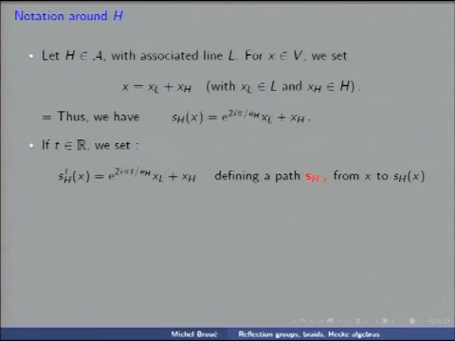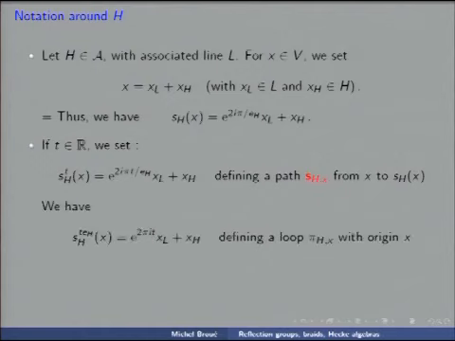So it acts by e to the 2 pi i t over e_H, for any real number t, or a number between 0 and 1, if you prefer. And this defines a path. When you vary t, it defines a path from x to s_H of x. You turn slowly, or not slowly, but you turn from x to s_H of x. It's just what I do here.